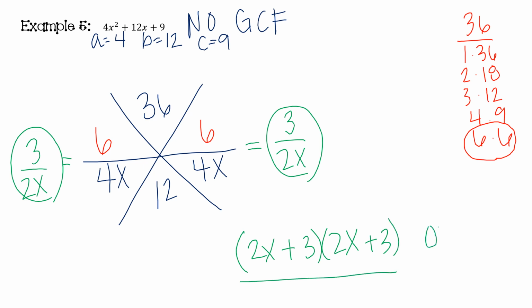Now, when you have two factors that are the same, you could also write that as 2x plus 3 squared. We know now that when it's squared, it means that it's times itself. So if you get two factors that are the same, you can also write it like this.